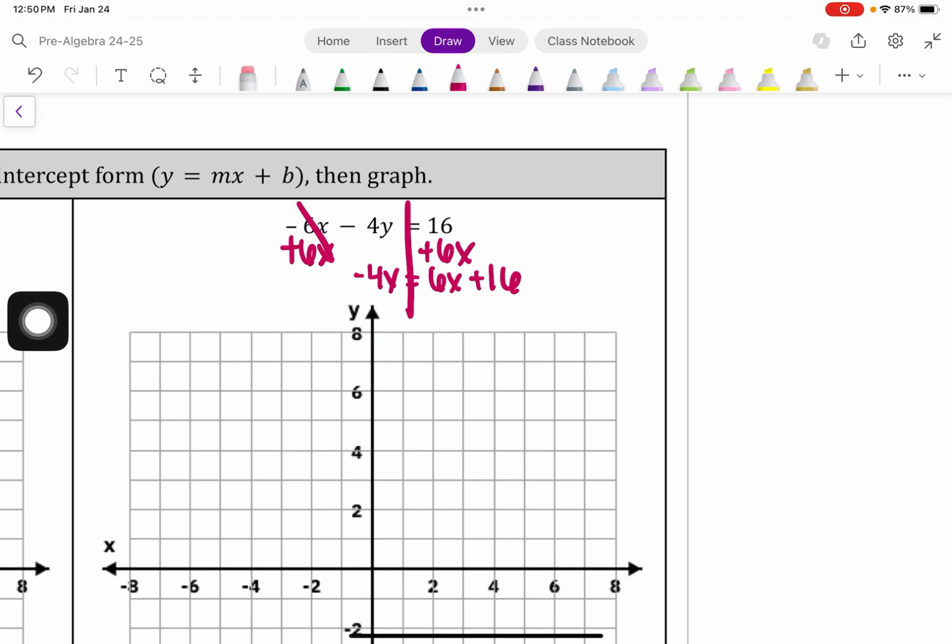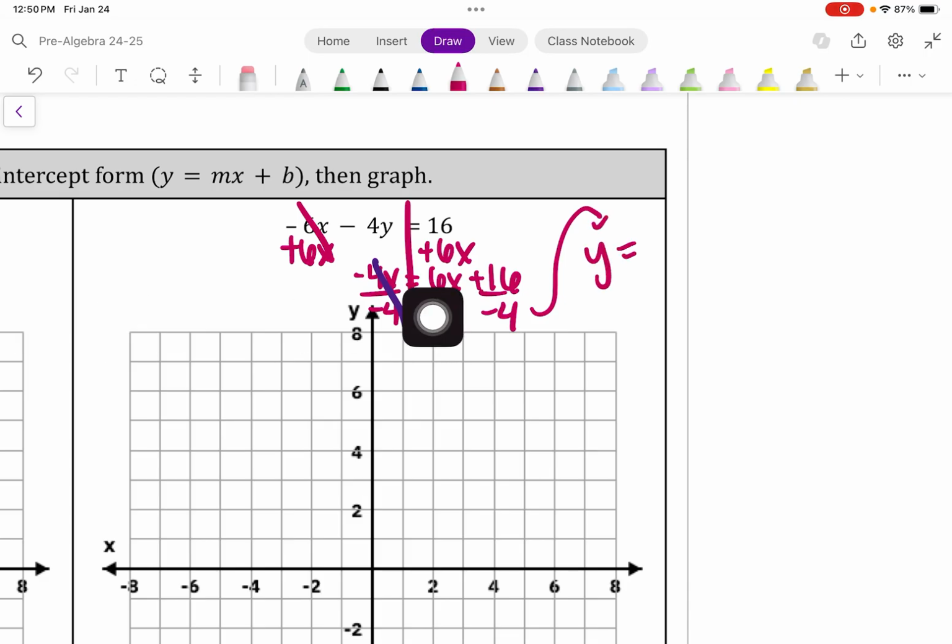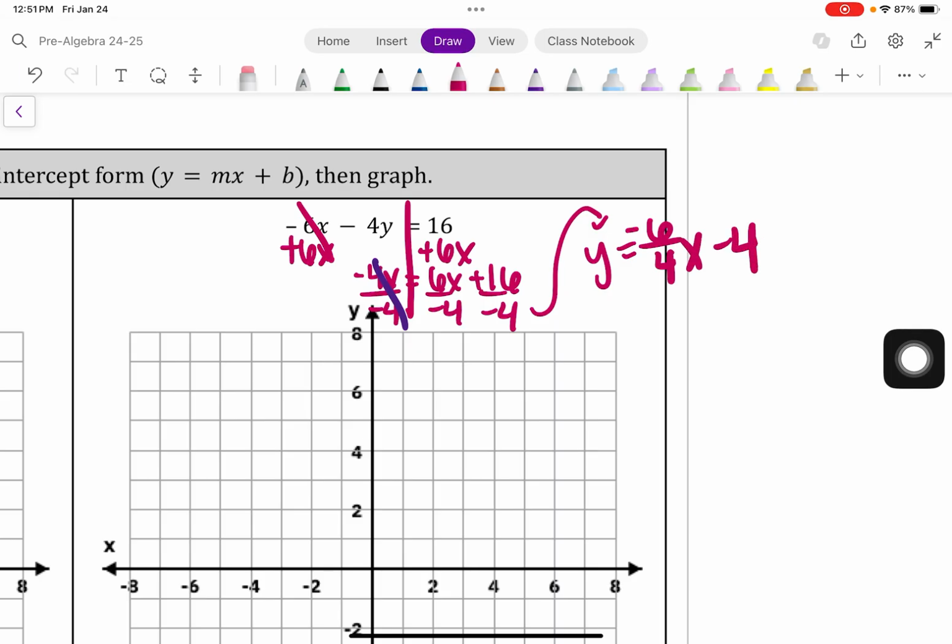Now, there's a -4 attached to the y through multiplication. So I'm going to divide everything by -4. I'm going to have to bring it over here. So y equals, so I have 6 over 4, and that's negative. And then 16 divided by -4 gives me, almost forgot my x, a -4. Now I can reduce here. They're both divisible by 2. So I'm going to reduce that to 3 over 2, just so it's easier to graph.